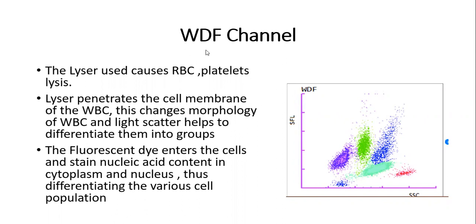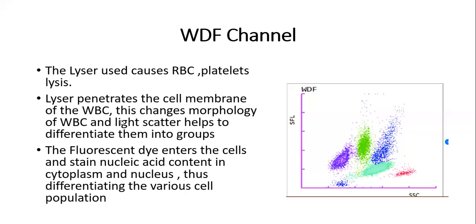So what is WDF basically doing? It is helping in creating a differential for you with the help of a lyser reagent, which will penetrate through the different WBCs, and hence the shrinkage will be different. For monocyte it will be different, for neutrophil it will be different. But all the neutrophils will have the same shrinkage, and thus will form a cluster. In this way, a scatter plot is generated.